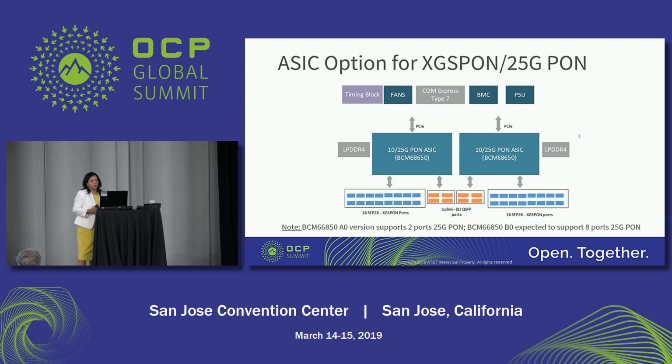A note here is that the version of the Aspen that is sampling today will only provide 2 ports of 25 gig PON. I do want to caveat that because the specification requires about 8 ports of 25 gig PON, so this is pretty much half the density, but that's in the pipeline with the next release.